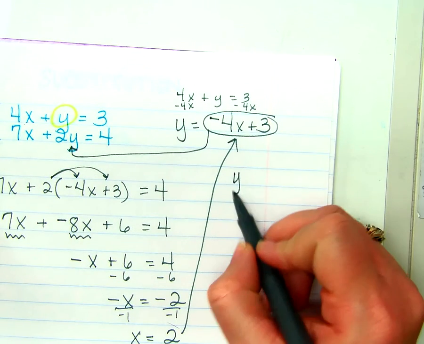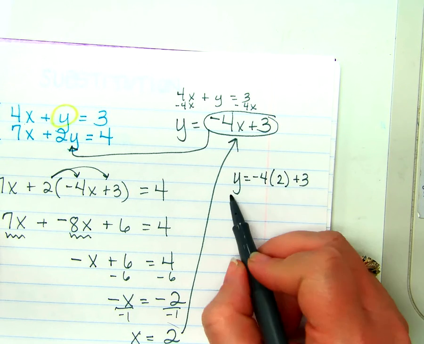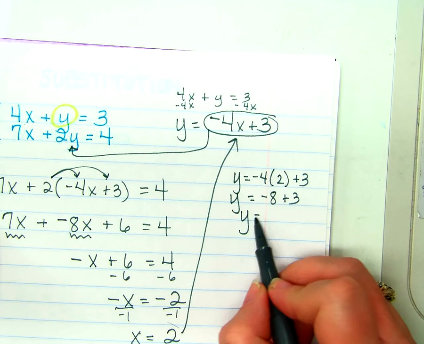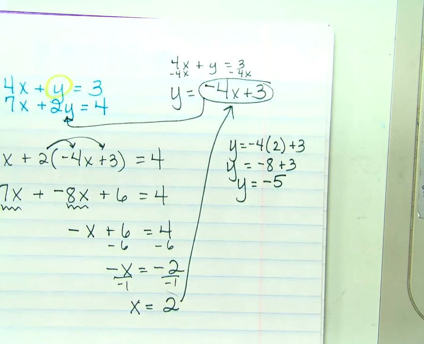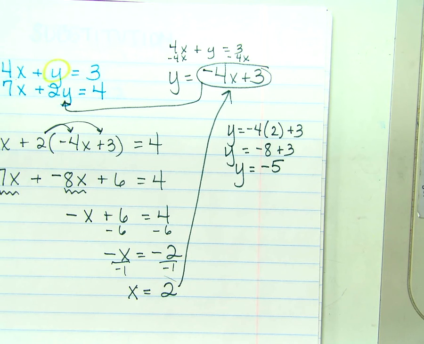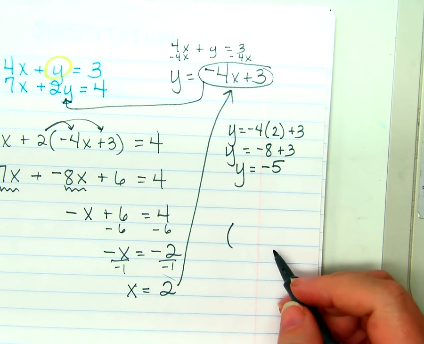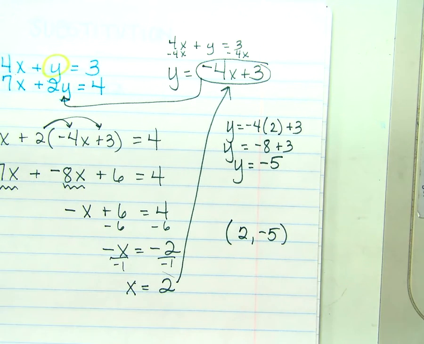So where do I put this? Put it in for x up there, right? So y equals negative 4 times 2 plus 3. y equals negative 8 plus 3. So y equals negative 5. No, you gotta write it in here. What's my answer? You get 2 comma negative 5. Now I'm done? Yup.